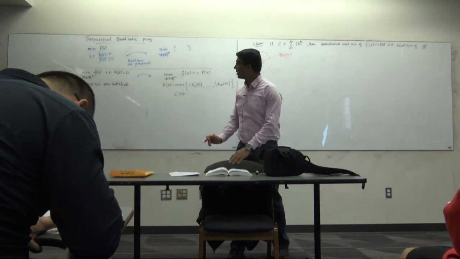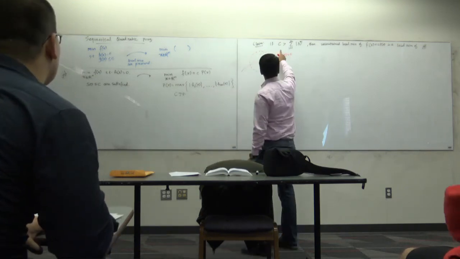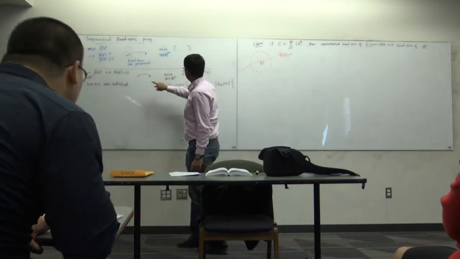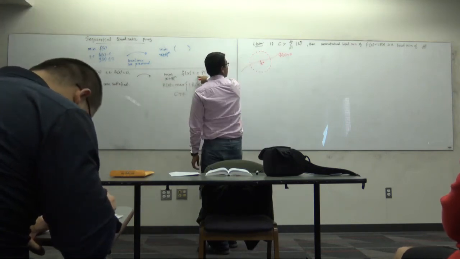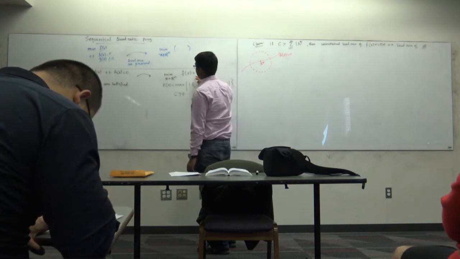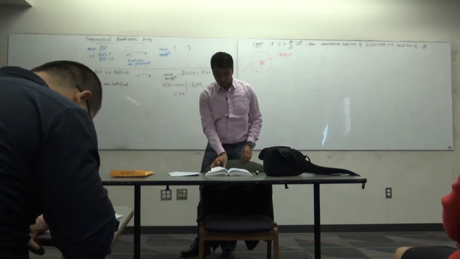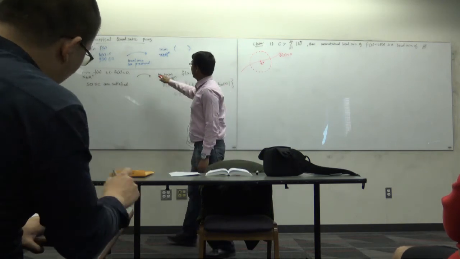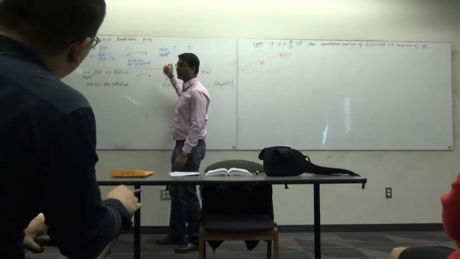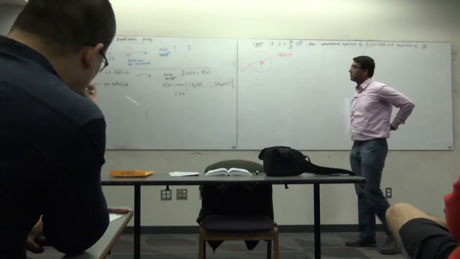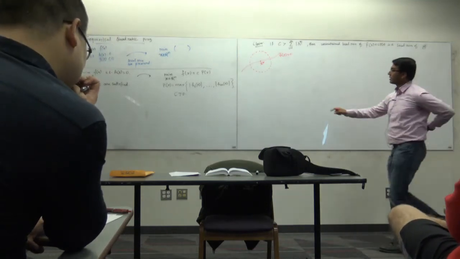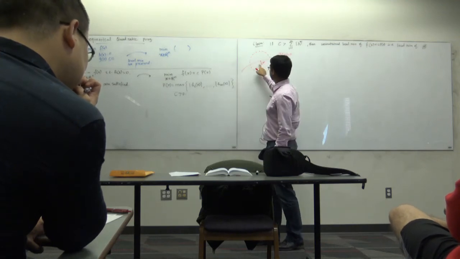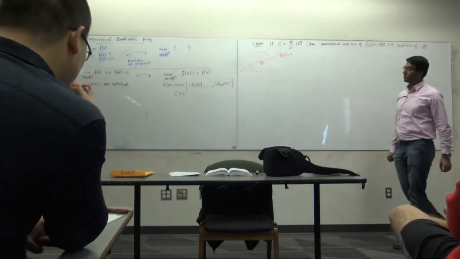So if x star is a local minimum of this, and c is greater than this, then the unconstrained local minimum is equal to x star. I think this fact is implicit in this claim. So I start with a local minimum, and then I show that the local unconstrained minimum of this is the same as the local minimum of the original problem.